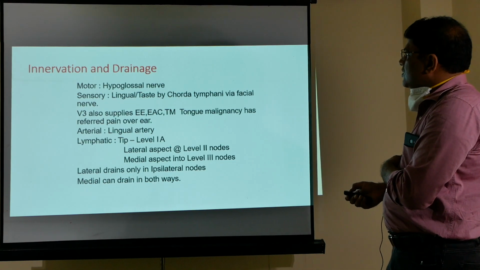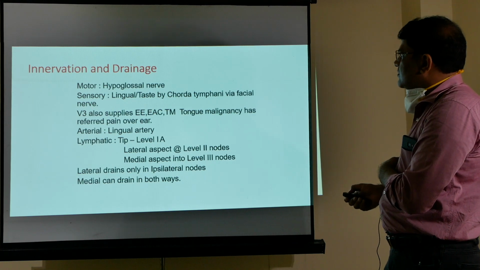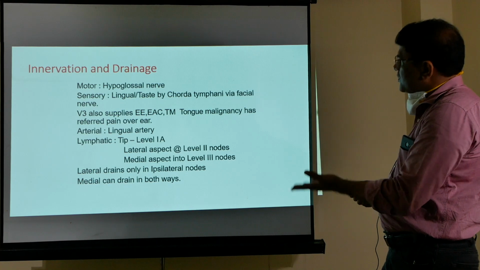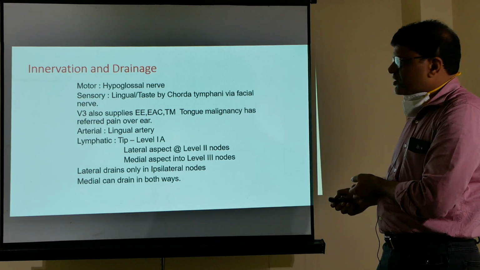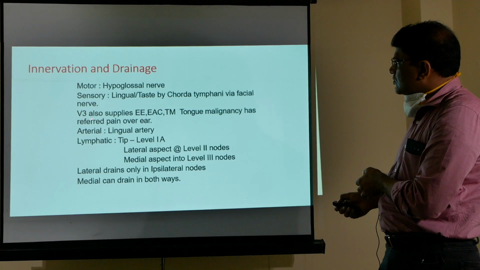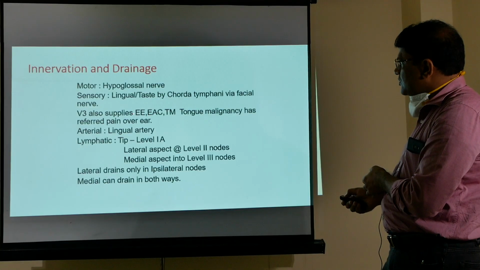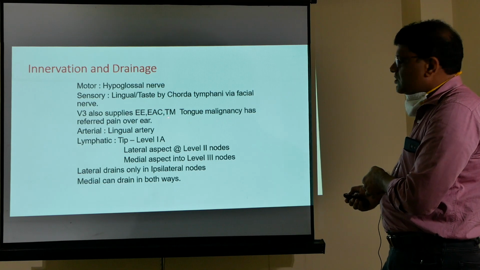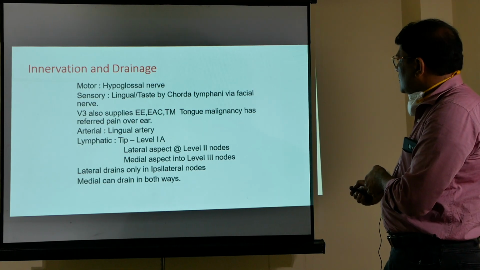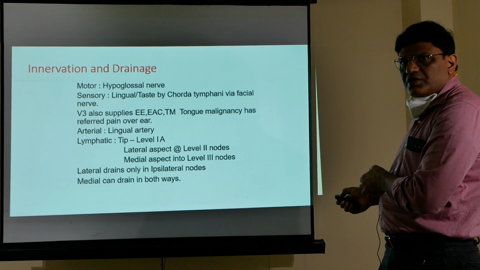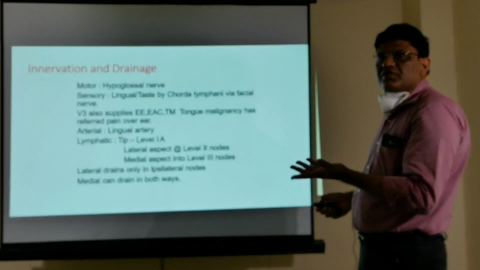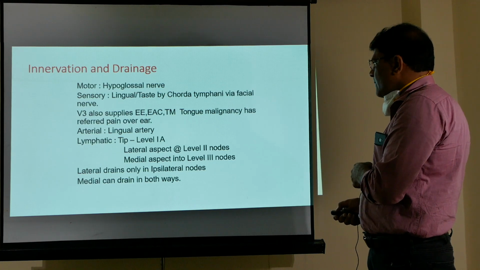Motor supply is the hypoglossal nerve. Sensory is the lingual nerve, and taste is by chorda tympani via the facial nerve, that is always a dictum. This is the third branch of the fifth nerve, which also supplies the external ear, external auditory canal, and the temporomandibular joint. Tongue malignancy has referred pain over the ear, otalgia. And the artery is the lingual artery. Lingual means tongue, so the artery is the lingual artery.